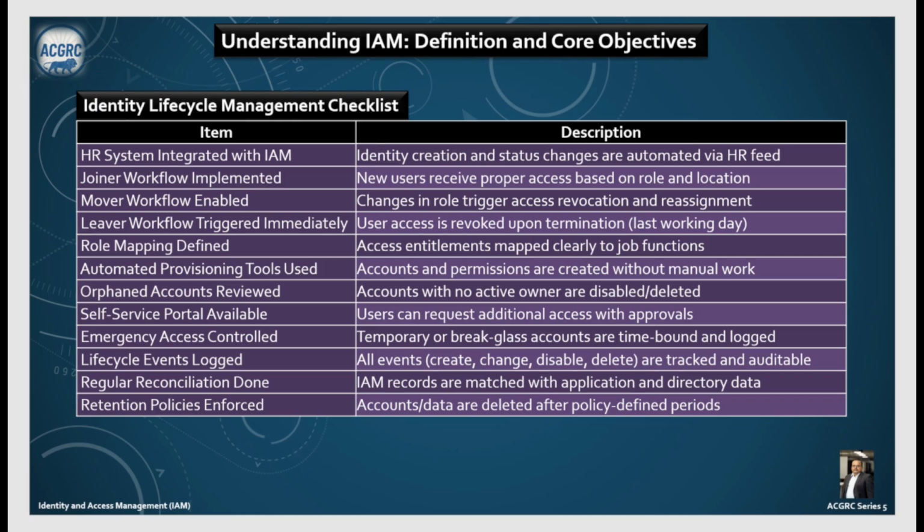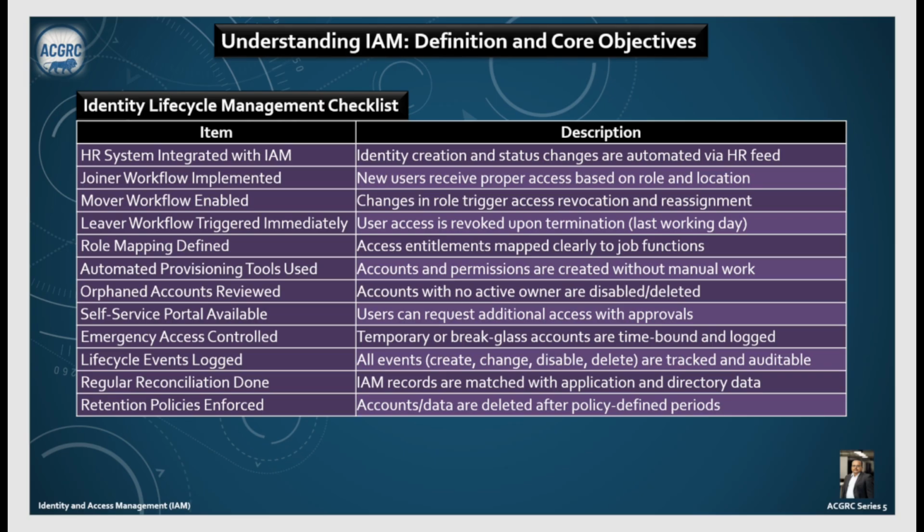Check whether changes in role trigger access revocation and assignment. Is it happening in your system? If the answer is no, think through what is required to get it in place. User access is revoked upon termination on the last working day. Is it the case today? If not, what's required? Access entitlements mapped clearly to job functions.